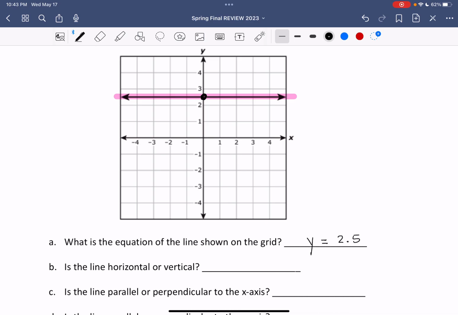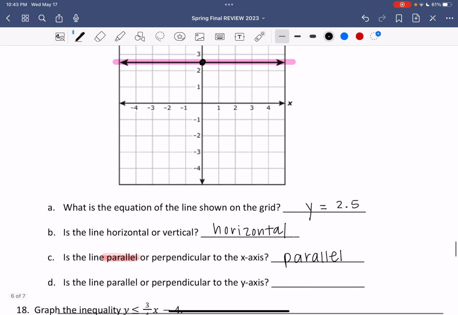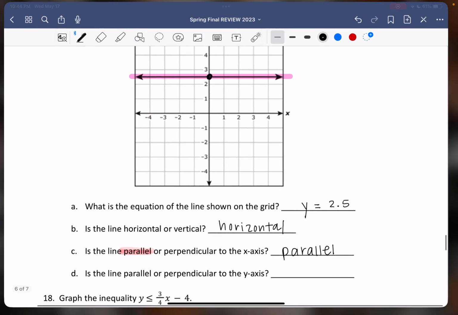All right, is this line horizontal or vertical? All right, so this line is horizontal. Goes like the horizon. All right. And then also, is it parallel or perpendicular to the x-axis? Okay, x-axis is here. So will it ever touch the x-axis? No. And remember, the definition of parallel means that they'll never touch. So in this case, this line is parallel to the x-axis, whereas it is perpendicular to the y-axis.